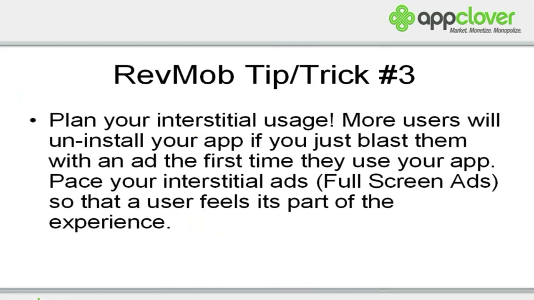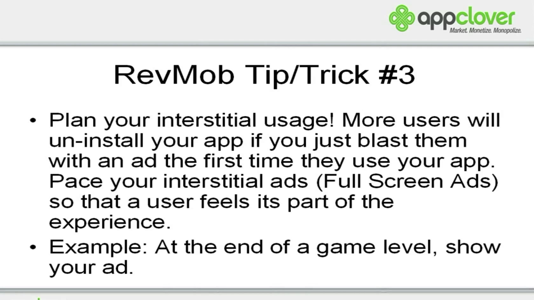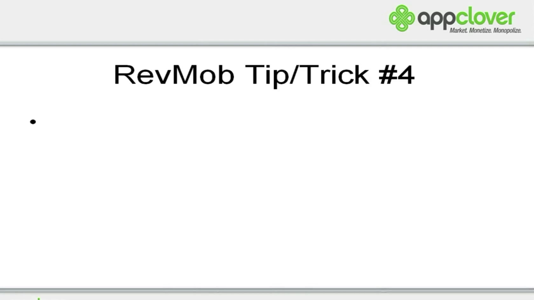Alright, another tip is plan your interstitial usage. Basically more users will uninstall your app if you just keep on showing them ads immediately when they load your app up. I would recommend to pace your ads. Go through it and ask yourself, where is a good place to show my ad? For example, a great place would be at the end of a game level if you've got a video game, or on a pause button if someone hits the pause button. That's how you would get the best engagement from your users, rather than blasting them with ads immediately. You'll get a lot more uninstalls that way.